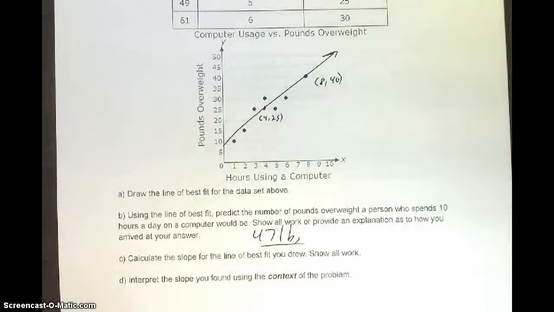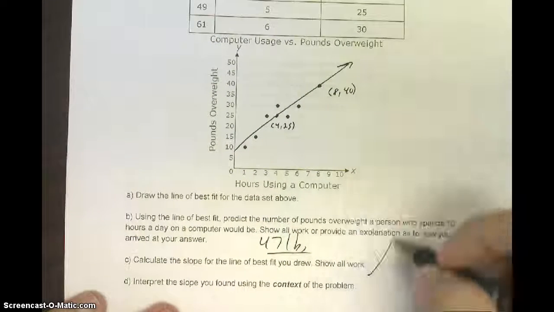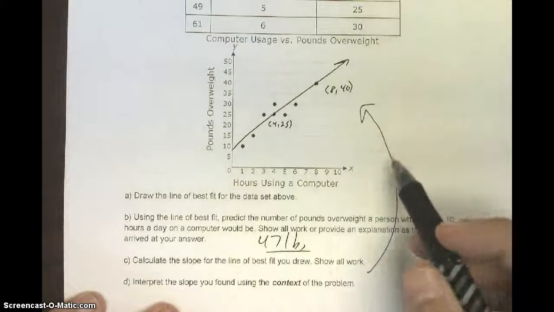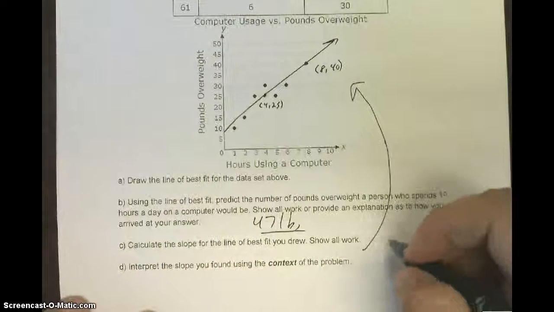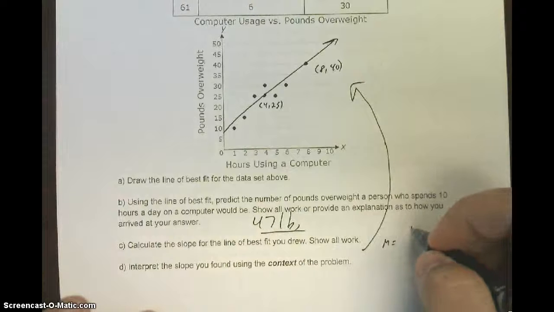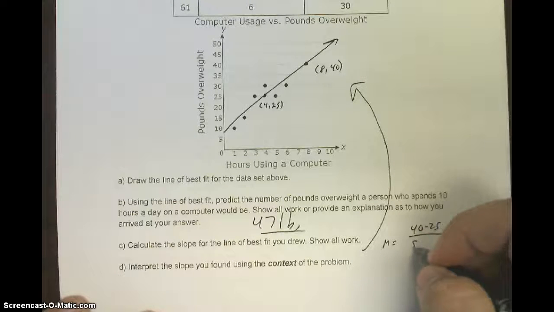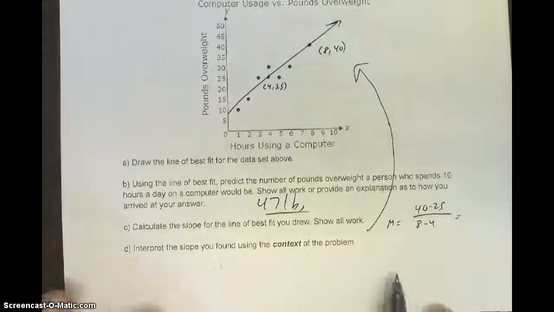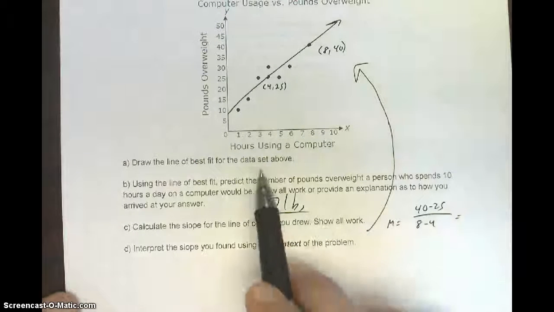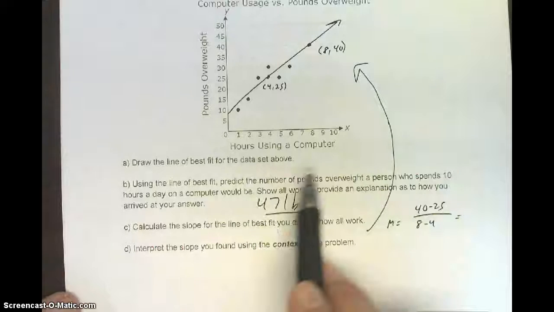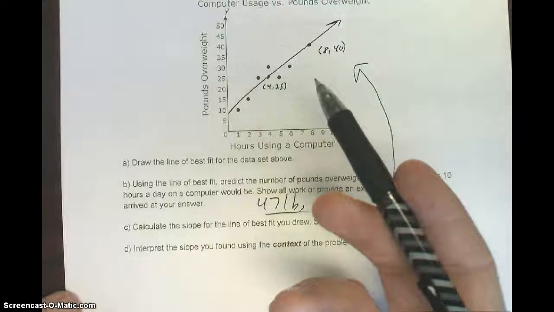Calculate the slope for the line of best fit you drew. Show your work. All I would do is use these 2 numbers that I pointed out. Again, yours might be a little bit different. All right. You guys can set that up. It would look like this. 40 minus 25 divided by 8 minus 4 and solve for that. And lastly, interpret the slope you found using the context of this problem. Well, the slope is positive. Obviously, the more hours you use on the computer, the more overweight you are in the context of this problem.